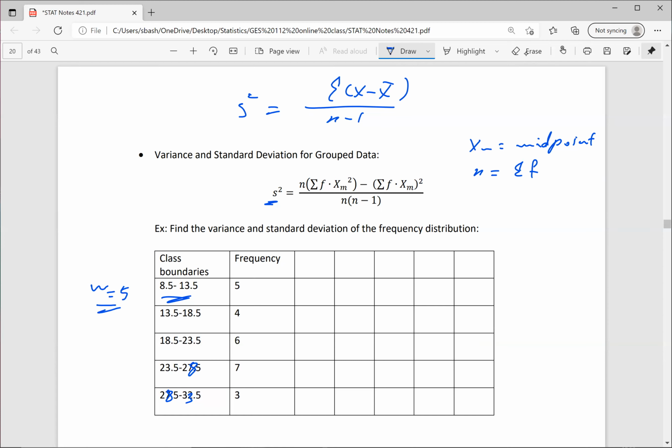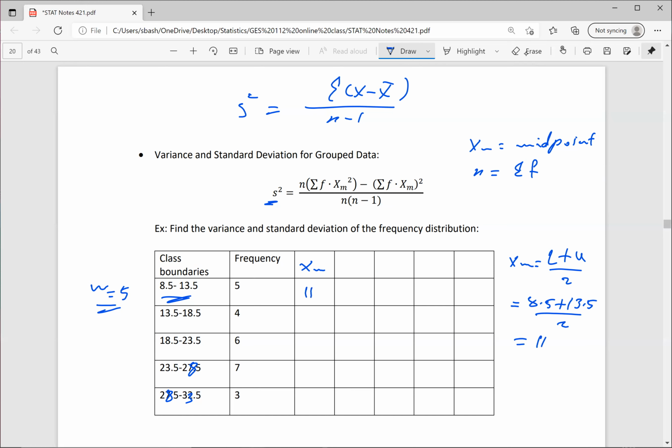So to find the variance, we have to find the midpoint. We know that the midpoint xm equals the lower boundary plus the upper boundary divided by 2, which is 8.5 plus 13.5 divided by 2, equal to 11. So the midpoint for the first class is 11.